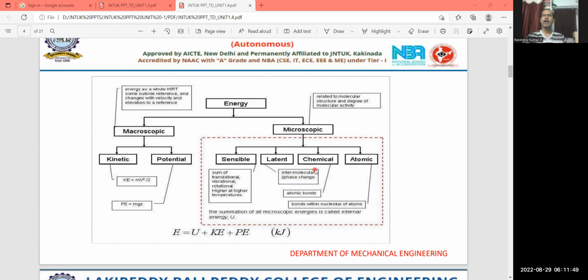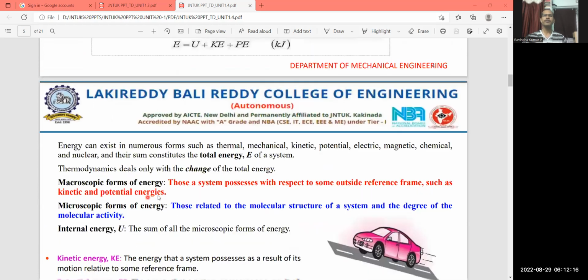Chemical energy, the energy associated with the atomic bonds. So that is nothing but chemical energy. Next, the atomic energy, the energy associated with the bonds within the nucleus of the atoms. So these are all the microscopic forms of energy, whereas the macroscopic forms of energy are nothing but only the kinetic and potential energies.